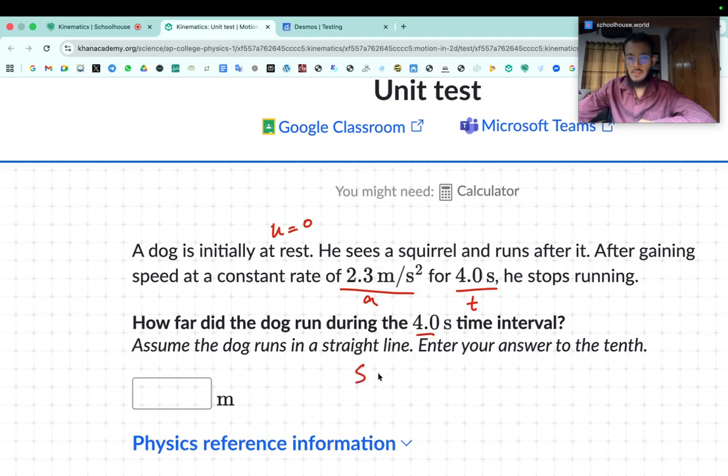So they're asking for s, the displacement. Assume the dog runs in a straight line. Enter your answer to the tenth.